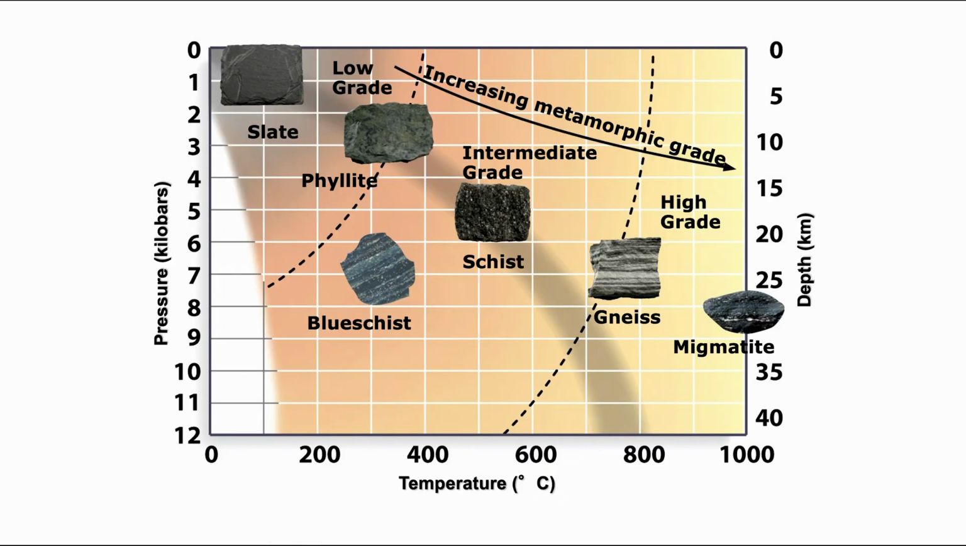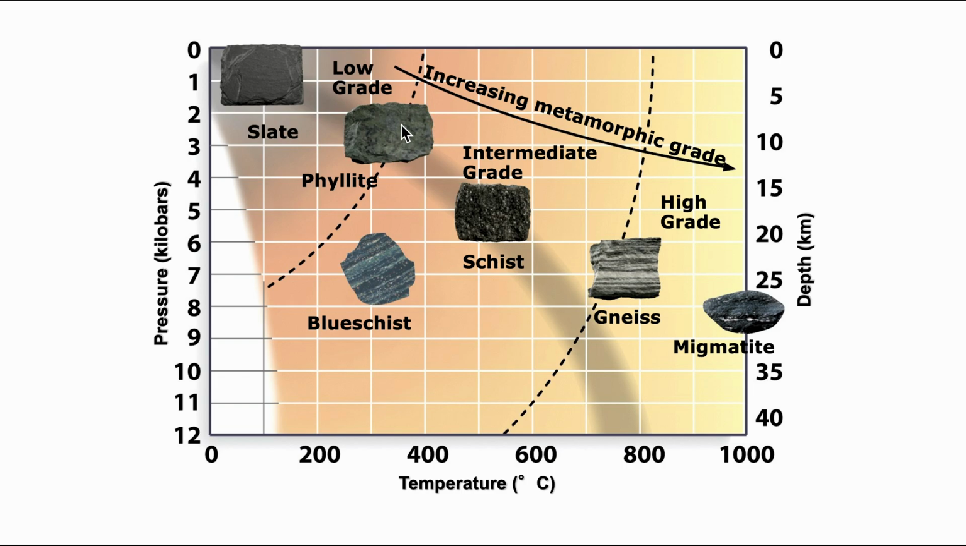Presenting this in another way, we have the increase in pressure in kilobars along this axis, increase in temperature along this axis, and depth, which is associated with pressure on this axis. Starting out at low temperature and low pressure, we generate slate. Turn up the heat a bit, we begin to produce micas, and the rock becomes shiny.